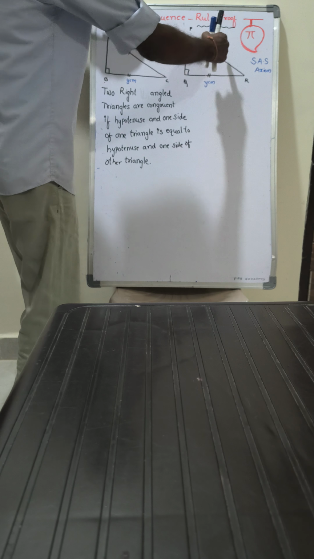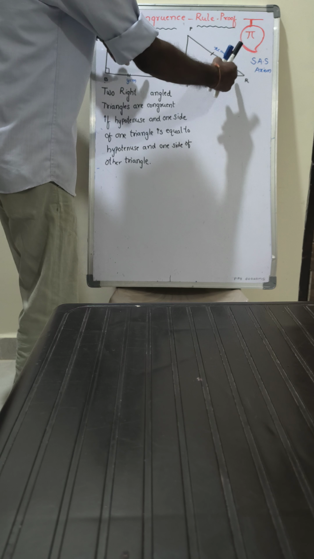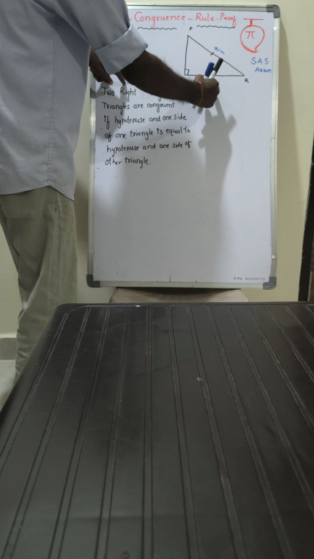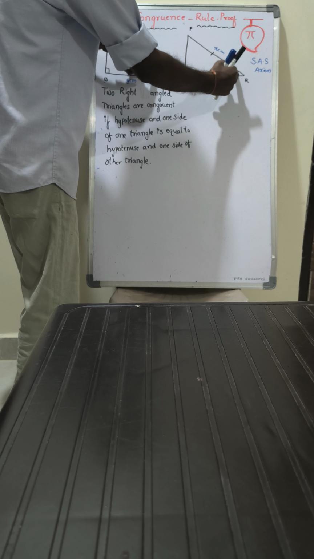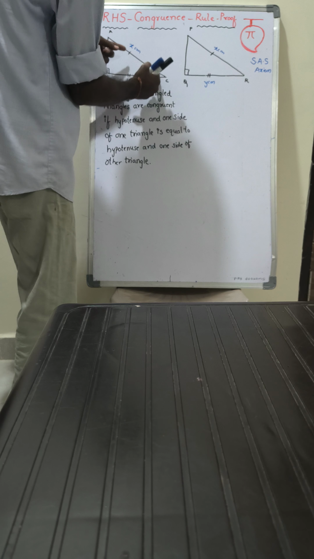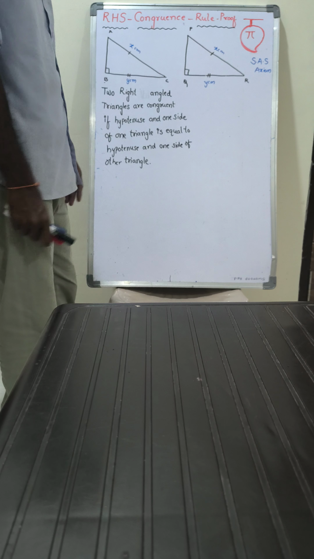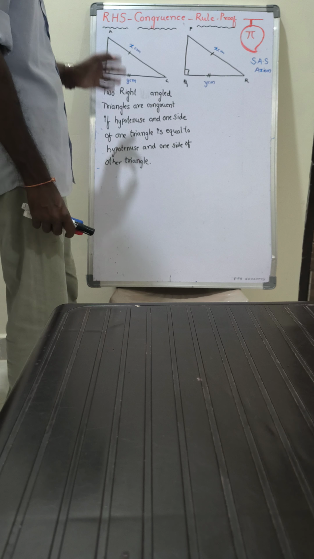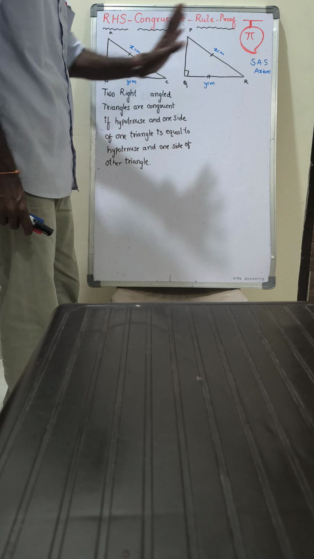Why? Because these two sides are going to be equal, and these two sides are already equal, given in the statement. Now once I prove angle C is equal to angle R, then by SAS we can prove these two triangles are congruent. So our ultimate target is to prove angle C is equal to angle R.